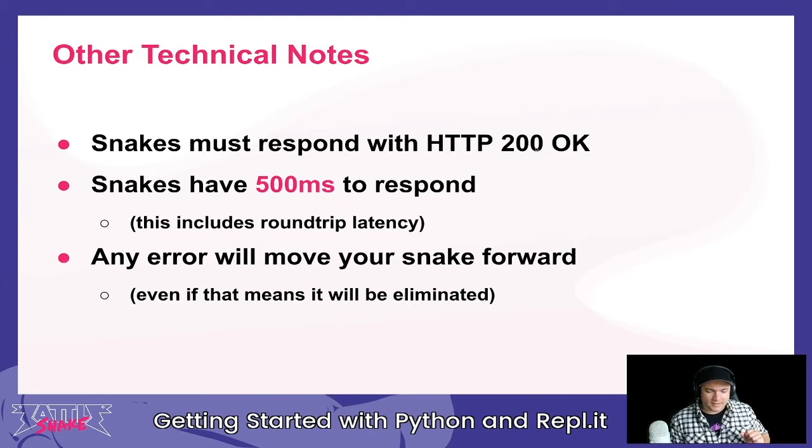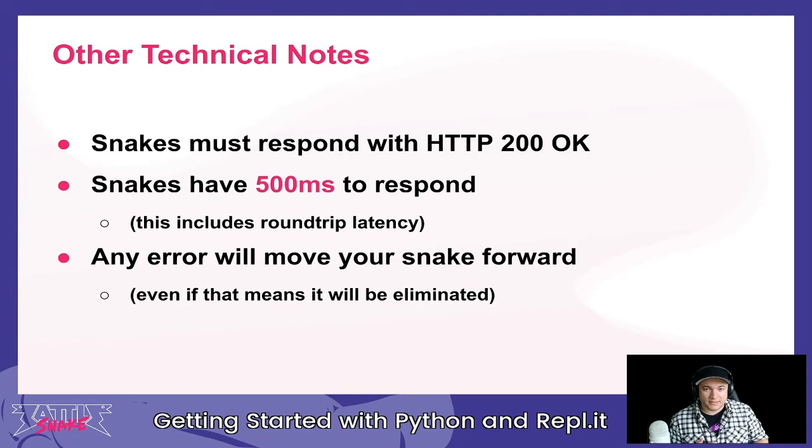Every Battlesnake has 500 milliseconds by default. There are some game modes that will change that number, but most of the games you play on Battlesnake.com will have a 500 millisecond response time. This means that your Battlesnake has 500 milliseconds to make a decision, decide which way it wants to move, and then respond back to the game engine with that answer.